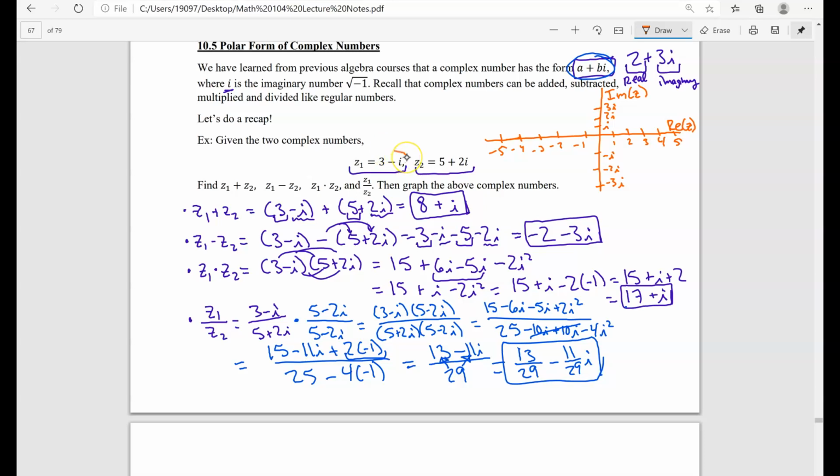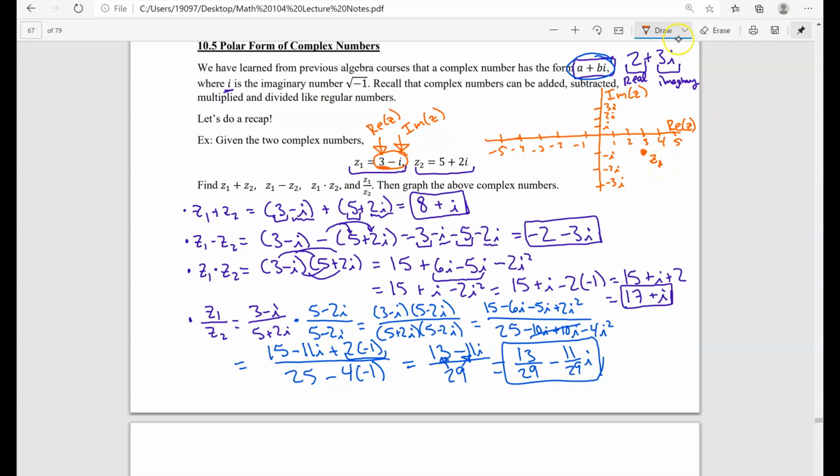So Z1 is going to be 3 minus i. So this part is the real part, and this guy is the imaginary part. So here's the real part of Z. So the real part and the imaginary part is what we're going to graph. So the real part is 3. So here we're going to go 3 units this way, and then minus i. So that's going to be down here. So this point corresponds with Z1, which is 3 minus i.